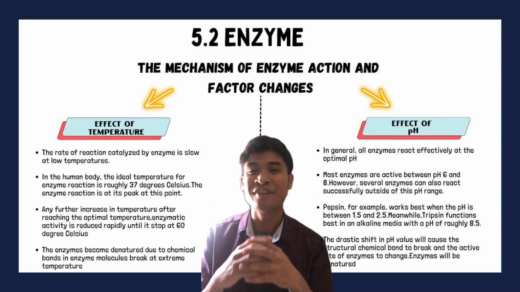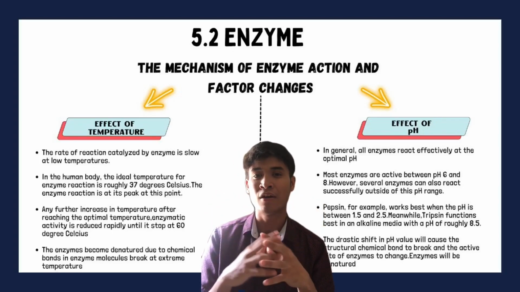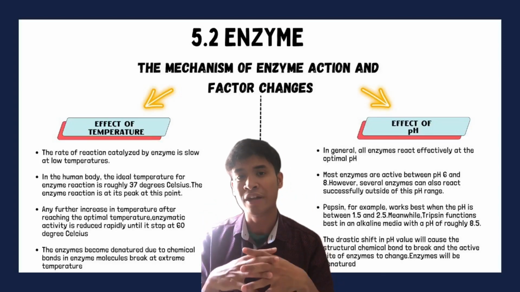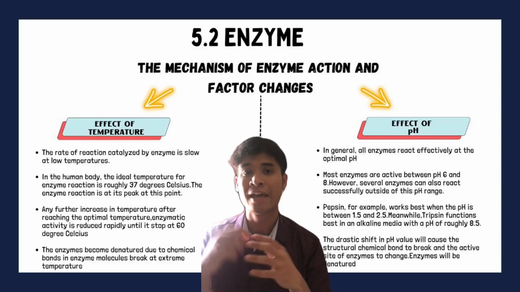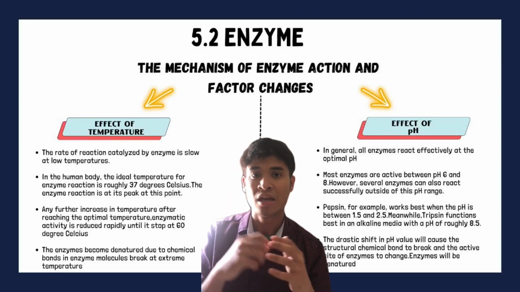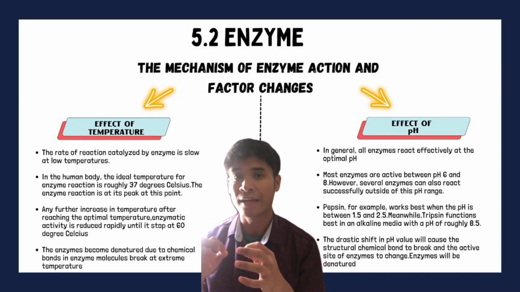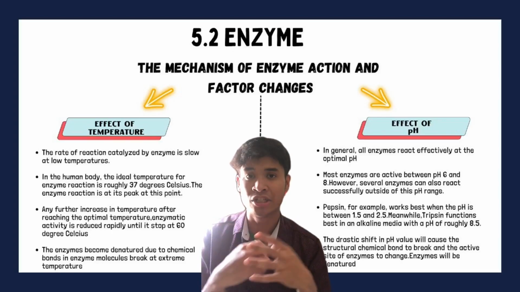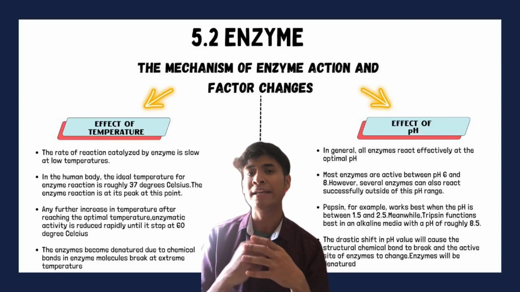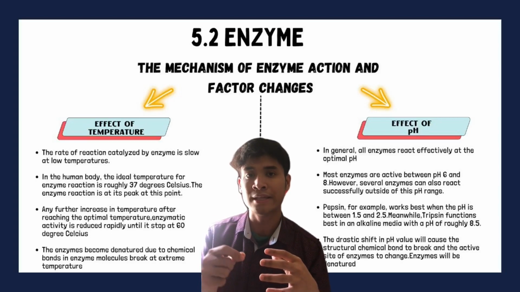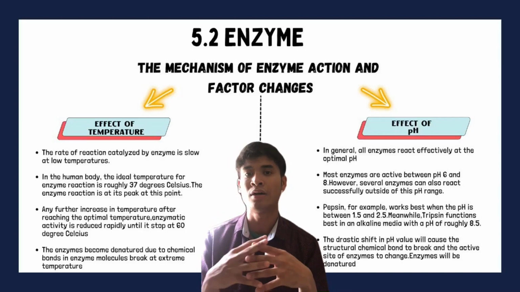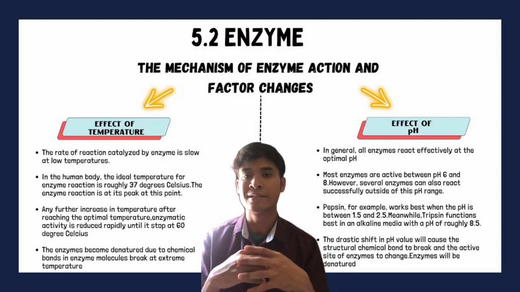So we go to the first one, which is the effect of temperature. The rate of reaction catalyzed by enzyme is slow at low temperature and at high temperature. If the temperature is too high, the enzyme will be denatured. The enzyme needs the ideal temperature to function well. Like in our body, enzymes function well at around 37 degrees Celsius.